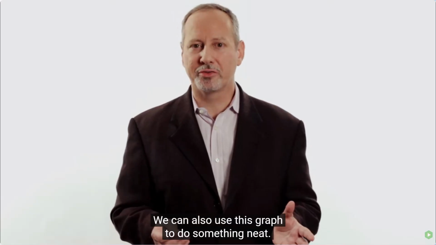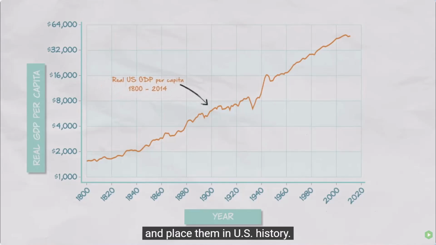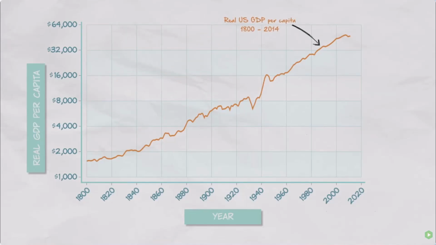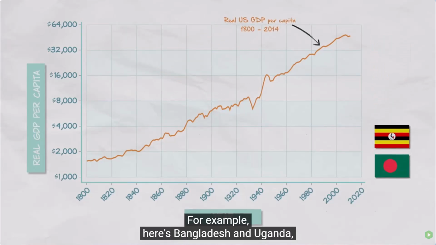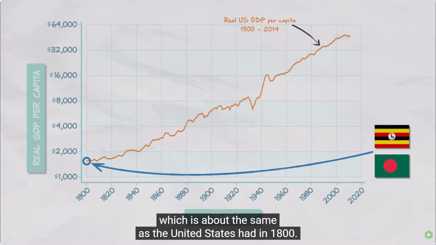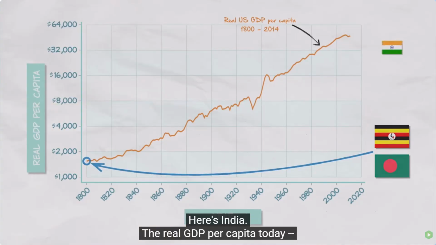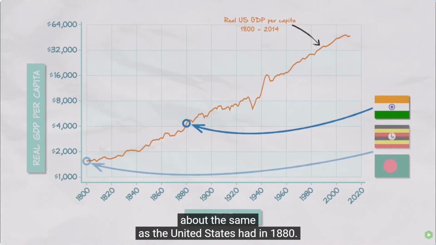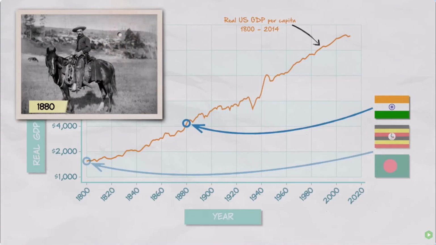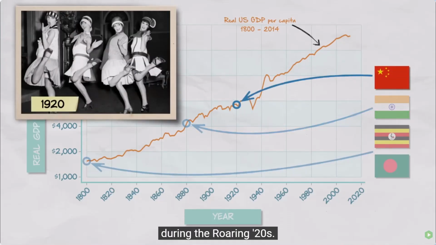We can also use this graph to do something neat. We can look at other countries today and place them in US history. For example, here's Bangladesh and Uganda, both of which have a real GDP per capita today which is about the same as the United States had in 1800. Here's India, about the same as the United States had in 1880. Here's China, about the GDP per capita of the United States during the Roaring '20s.